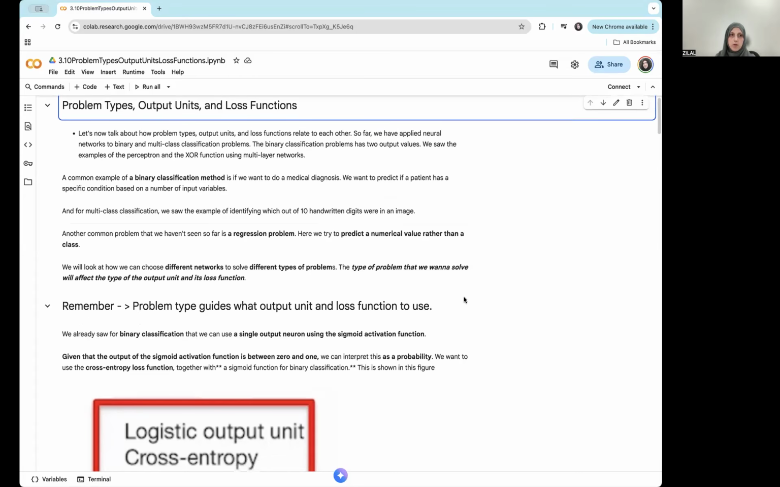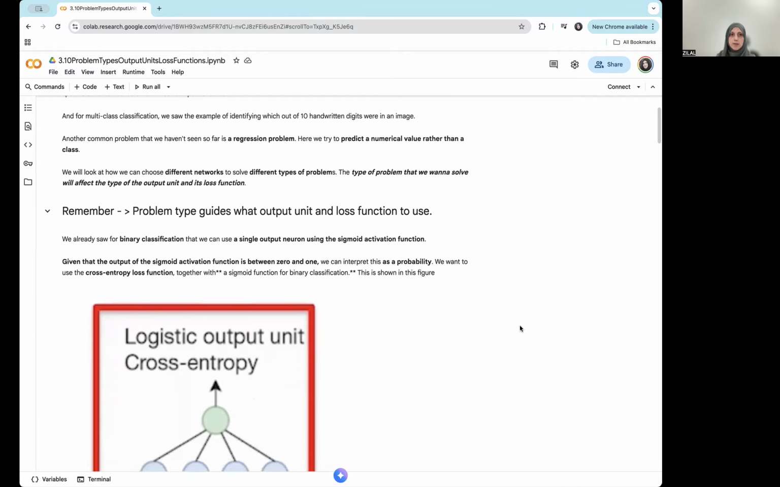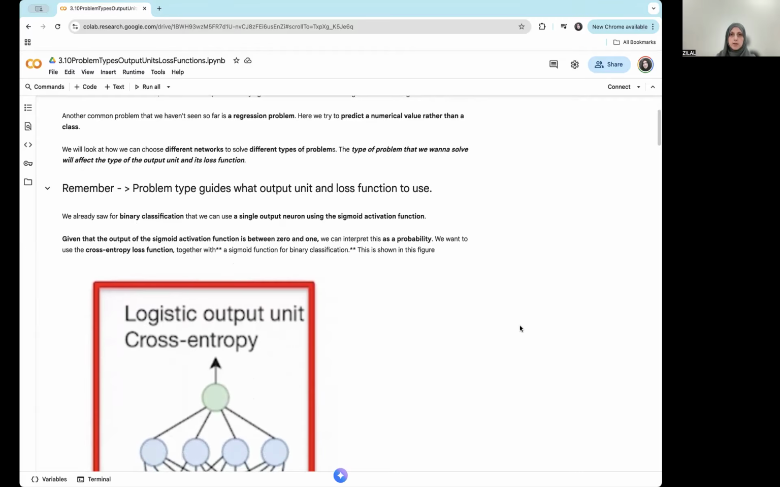A common example of a binary classification method is medical diagnosis. We want to predict if a patient has a specific condition based on a number of input variables. And for multi-class classification, we saw the example of identifying which out of 10 handwritten digits was in an image. Another common problem that we haven't seen so far is a regression problem. Here we try to predict a numerical value rather than a class.